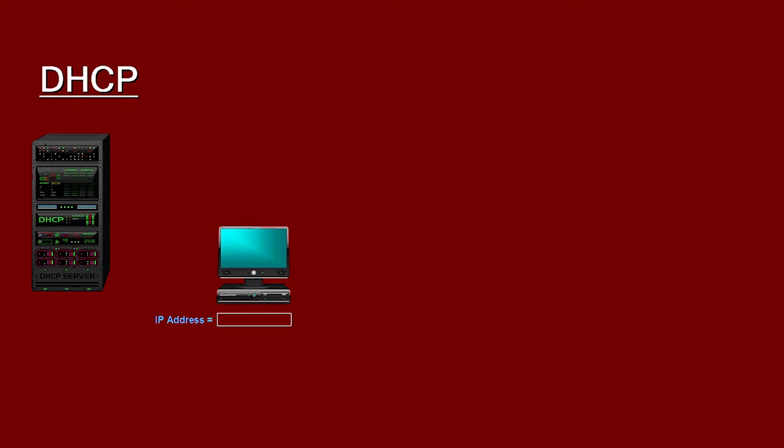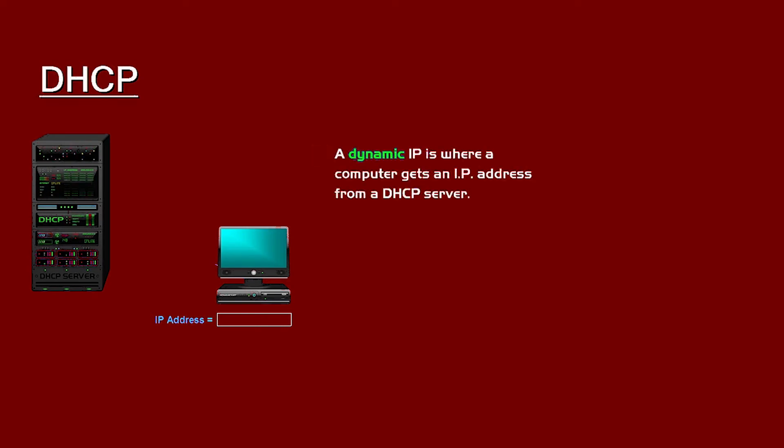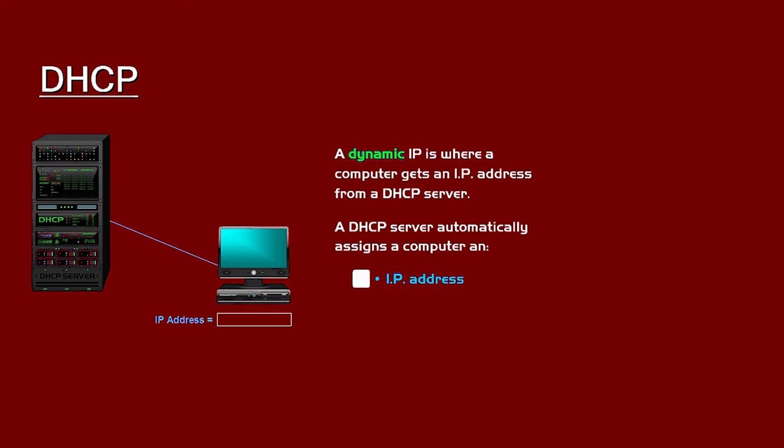But there is a better and easier way to assign a computer an IP address, and this is called a dynamic IP. A dynamic IP is where a computer gets an IP address automatically from a DHCP server. A DHCP server automatically assigns a computer with an IP address. And in addition to an IP address, it can also assign a subnet mask, default gateway, and a DNS server.